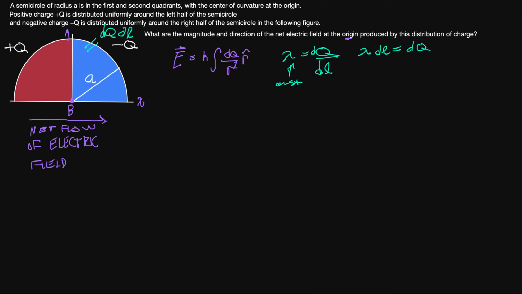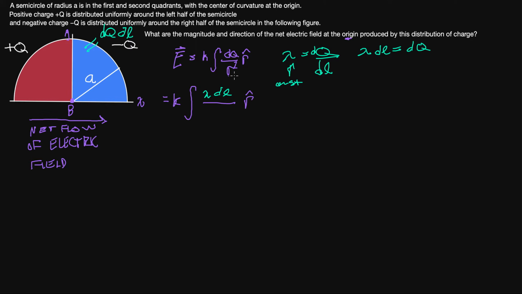So I'll just write that out again. Equals k, the integral, and then I'll switch back to this teal color, lambda dl, and then I'll switch back to purple. And I'll just leave this as the unit vector r.